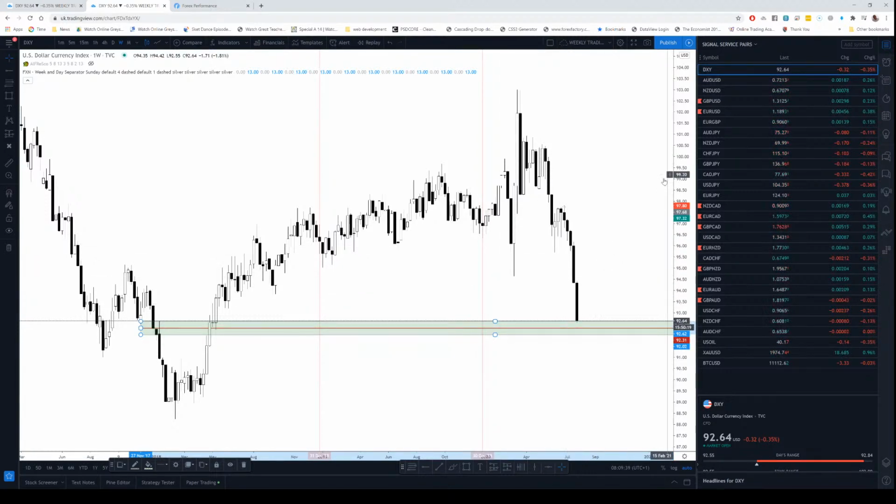Okay, so we're still looking for upside objectives on the foreign currencies, especially on the euro and the pound. I think I'll play the pound. If anything, I'll play the pound, because the pound has got equal highs, and I'm going to show you in a minute if I can get my son to shut up.